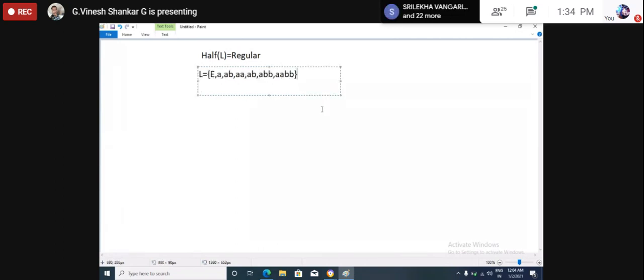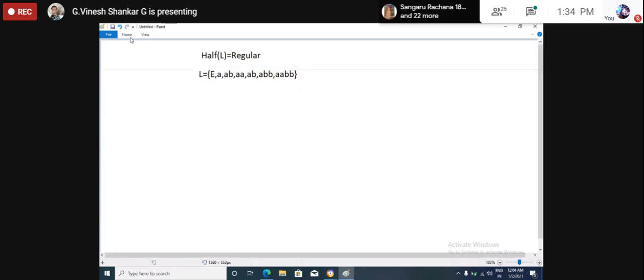Okay, is it clear? Now see, what is this half of L? How to find this half of L? You have to divide it into two, that's it. Every string you take and divide it into two. I'll take epsilon first. Epsilon I can divide into two, that is epsilon only will remain.